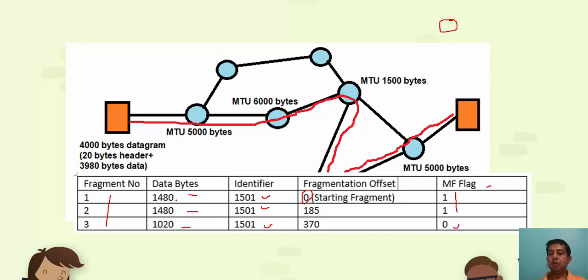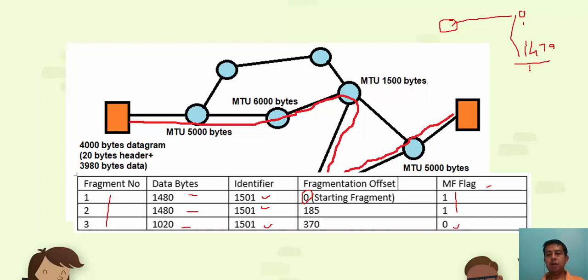Now, how many bytes are there in this? There are 1480 bytes. If I count the bytes starting from 0, 1, 2, 3 like that up till 1479, there are 1480 bytes in my first fragment. Clear? First byte number 0, then byte number 1, byte number 2, up till byte number 1479. So this many bytes are there in my first fragment. The offset 0 indicates that this is my first fragment. Clear? Go to the second fragment.